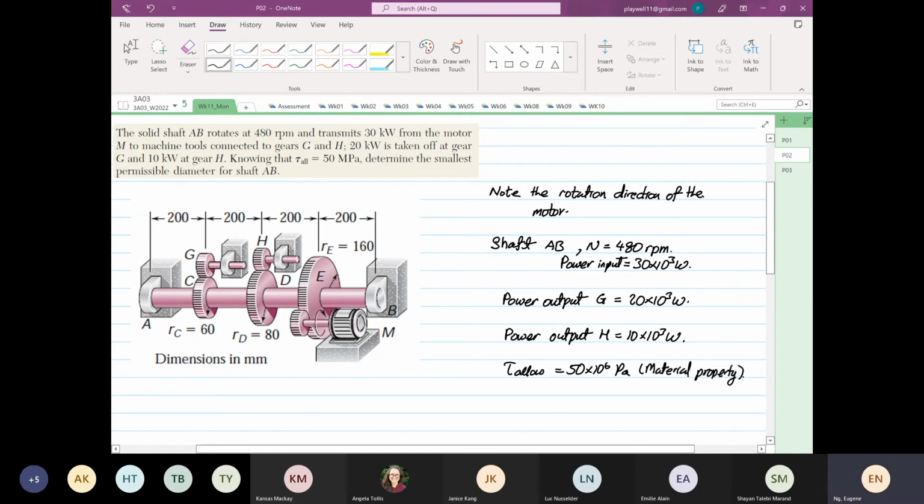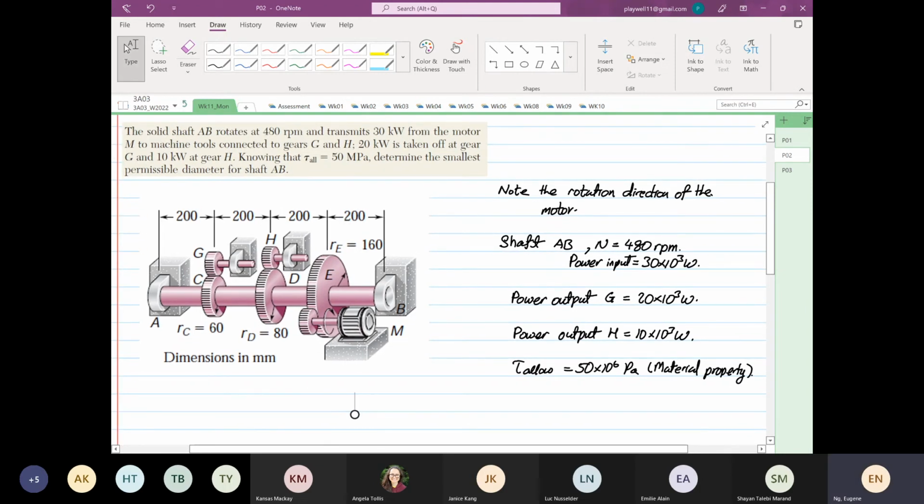Okay. That is a material property. Determine the smallest diameter of shaft AB. Okay. So this is us. This is our role. The thing that sometimes puts us off is: what is this watts doing in a mechanical engineering course?